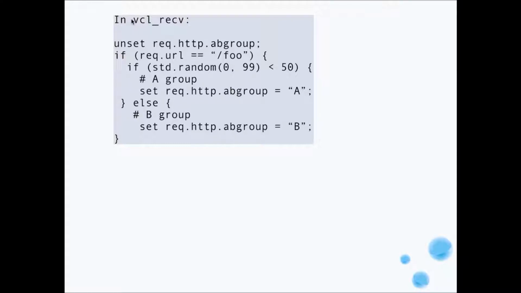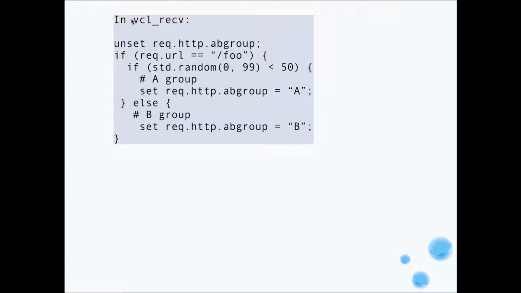Then we check if req.url equals /foo. That's the landing page we want to conduct the experiment on. If you want to conduct the experiment on the whole site, or every site behind that Varnish, you just remove that line. Then we invoke std.random, which gives us a random number between 0 and 99 in this case. Check if it's below 50. Then it's the A group, and we set req.http.AB-group to A. If it's not below 50, then that user belongs in group B, and we set that on this transaction.